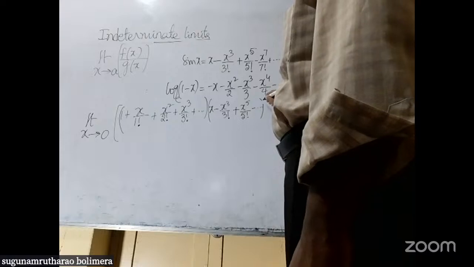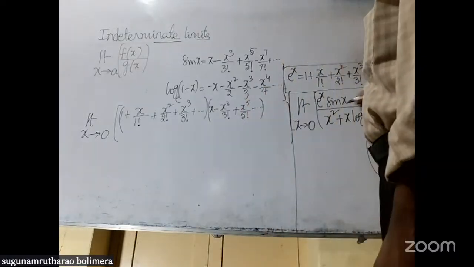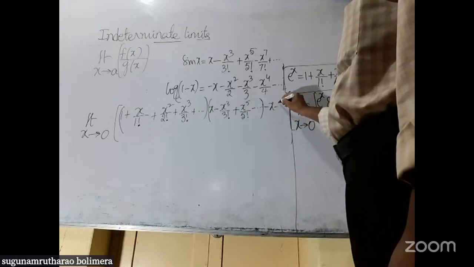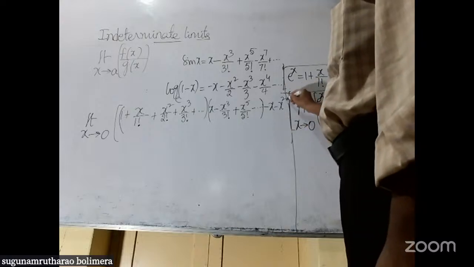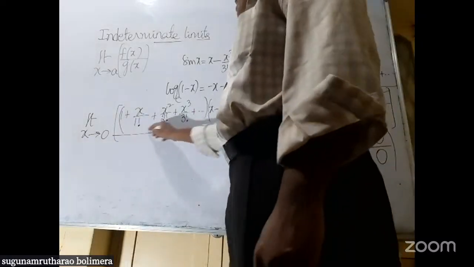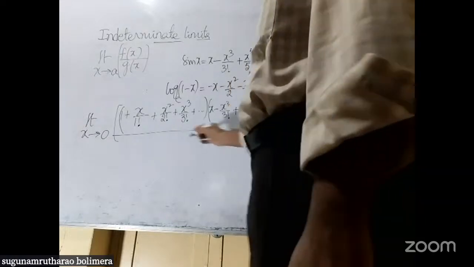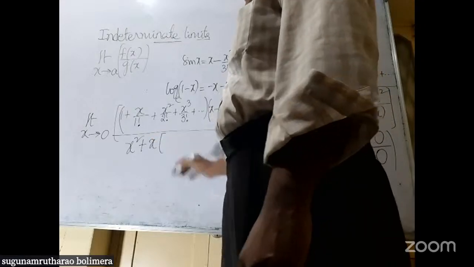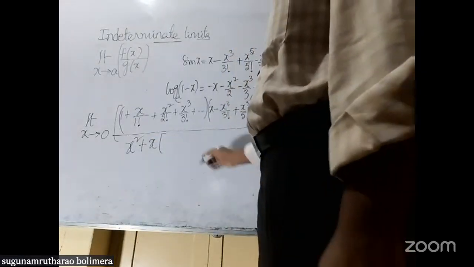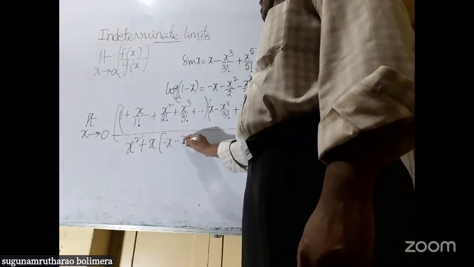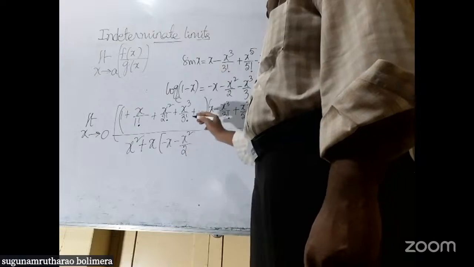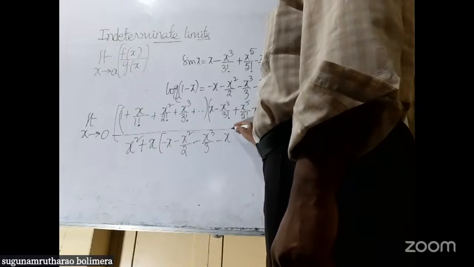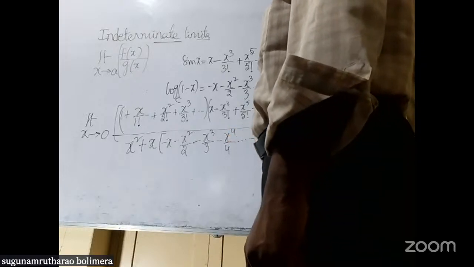Again, minus x, minus x square, all divided by x square plus x into log of 1 minus x, which is minus x minus x square by 2 minus x by 3 minus x power 4 by 4, and so on.